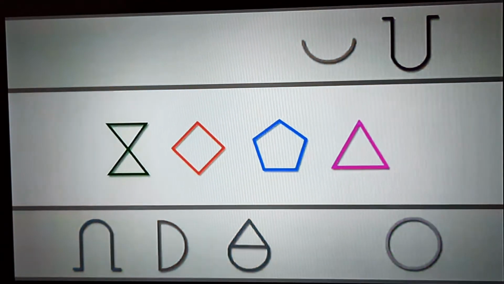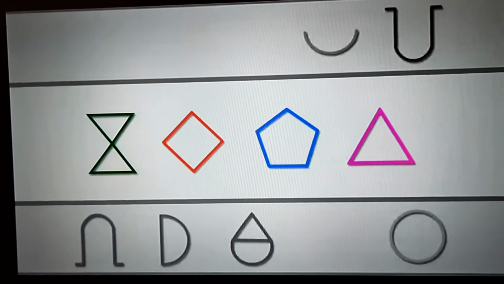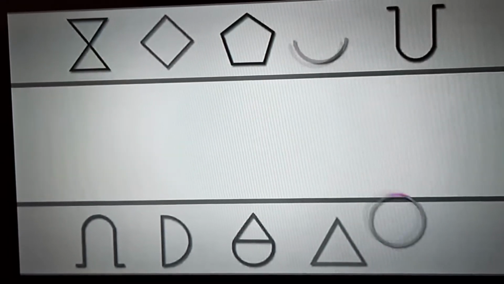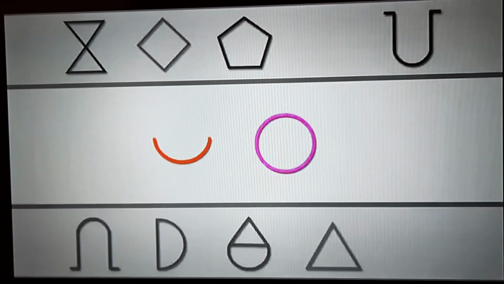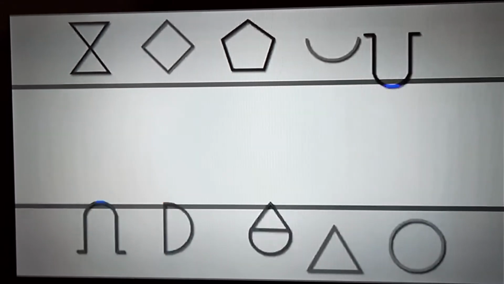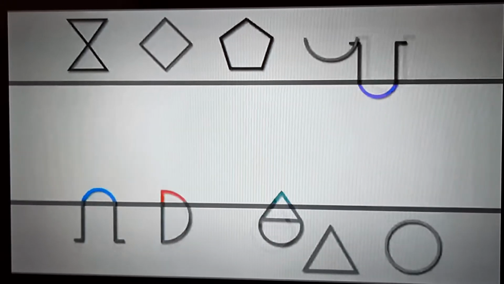Some figures are made of only straight lines. The straight lines may be horizontal, vertical, or slanting. On the other hand, there are some figures that are made of only curved lines. There are also some figures made of both straight and curved lines.